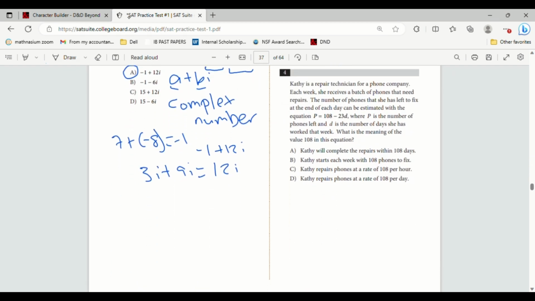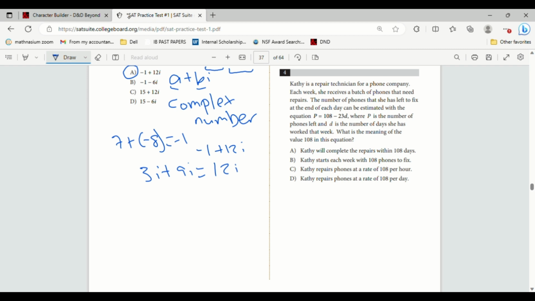Okay, number 4. Kathy is a repair technician for a phone company. Each week she receives a batch of phones that need repairs. The number of phones that she has left to fix at the end of each day can be estimated with the equation P equals 108 minus 23D, where P is the number of phones left and D is the number of days she has worked that week. What is the meaning of the value 108 in this equation?